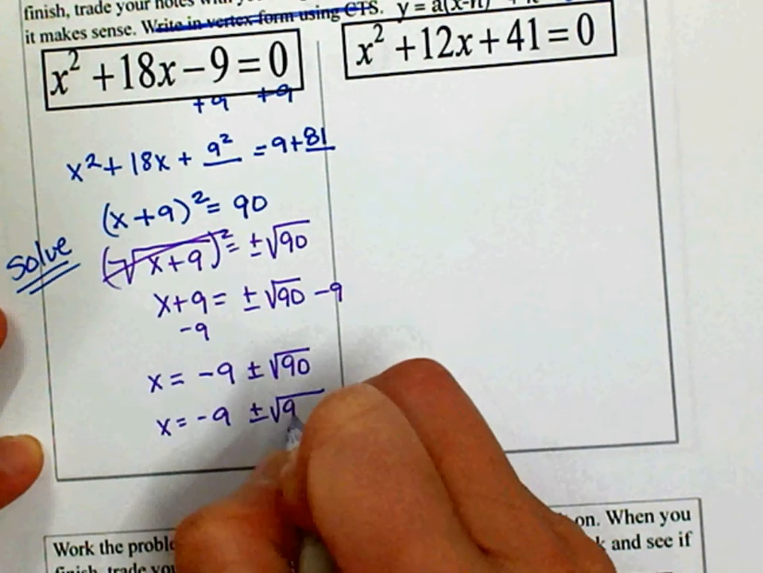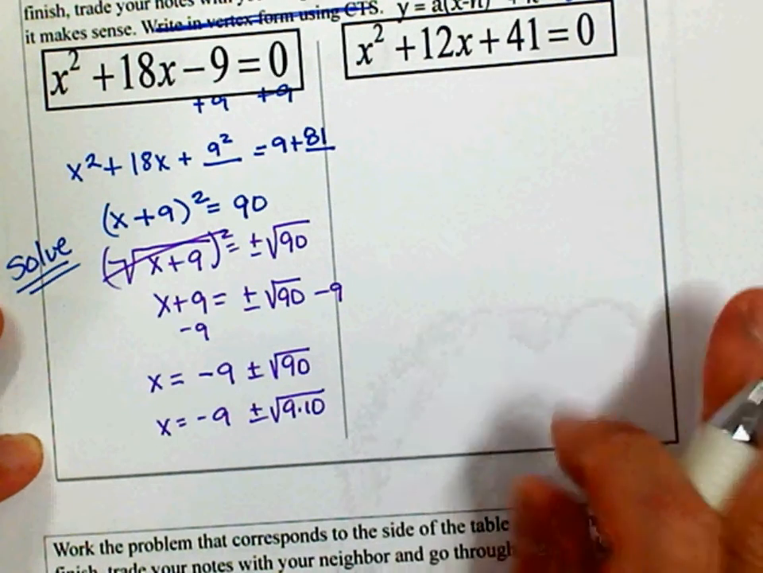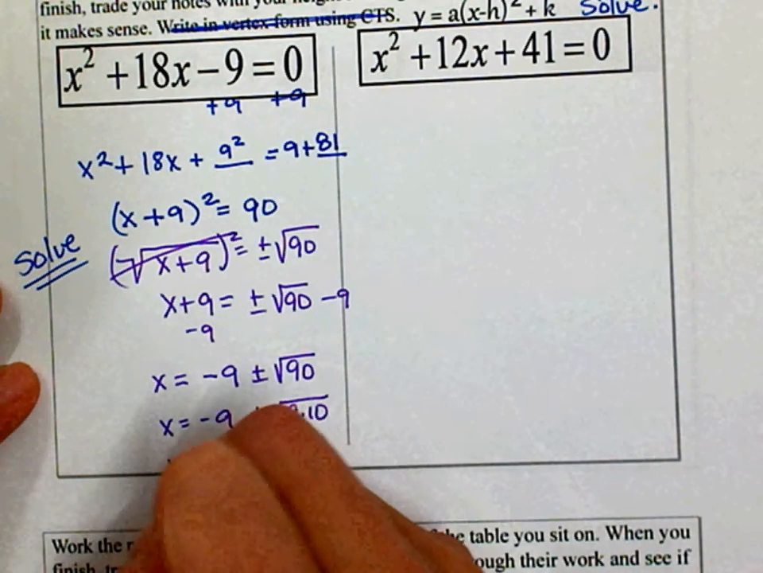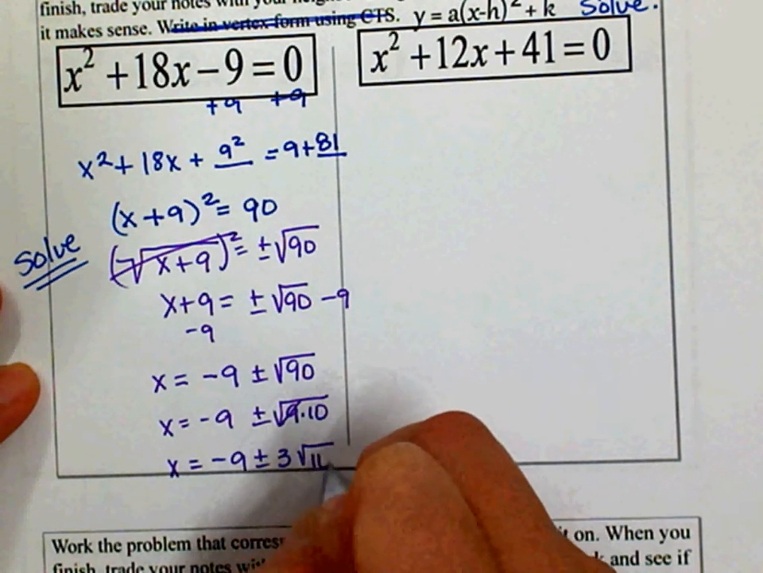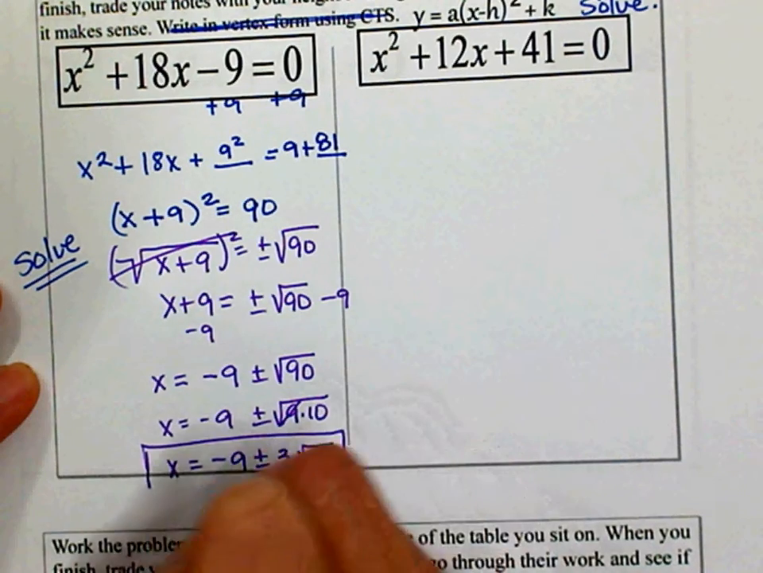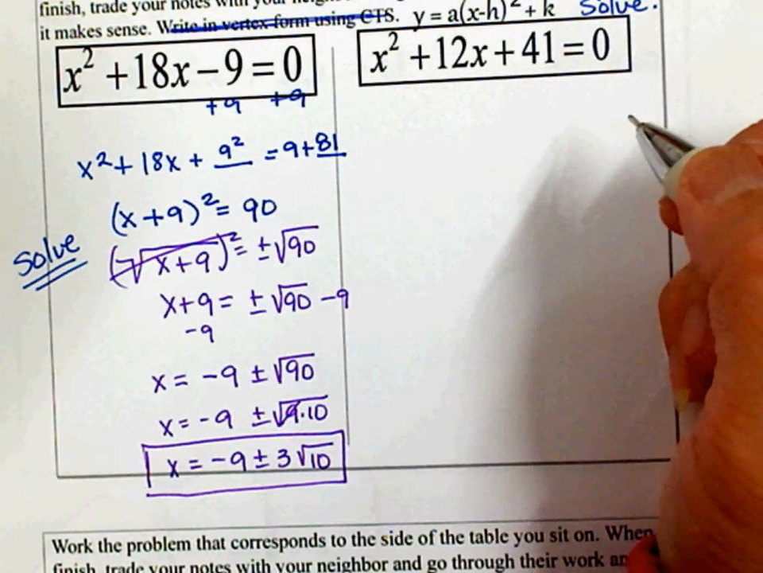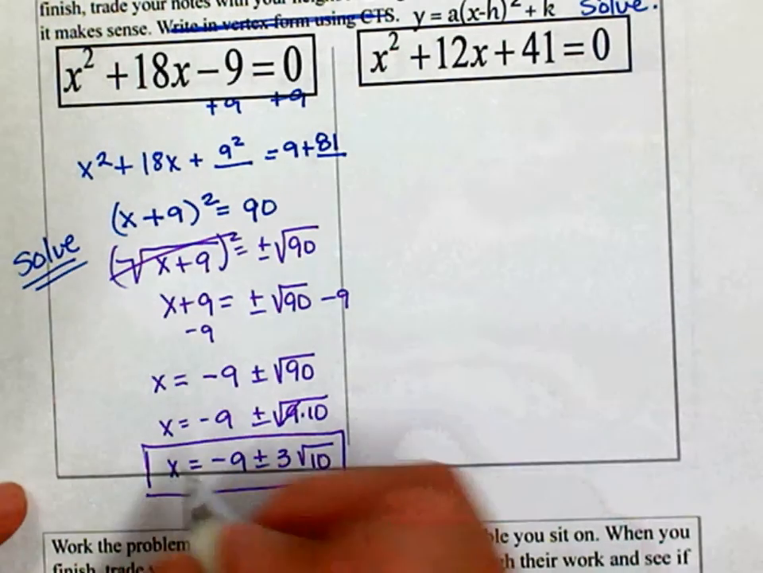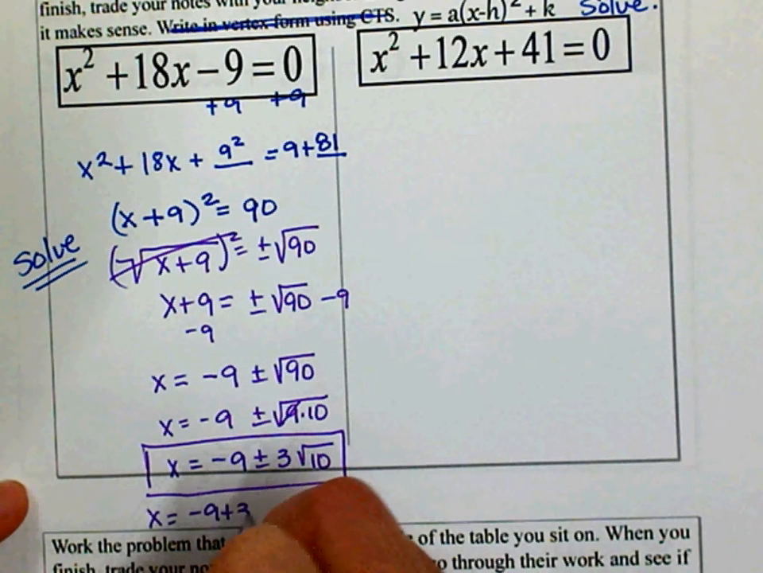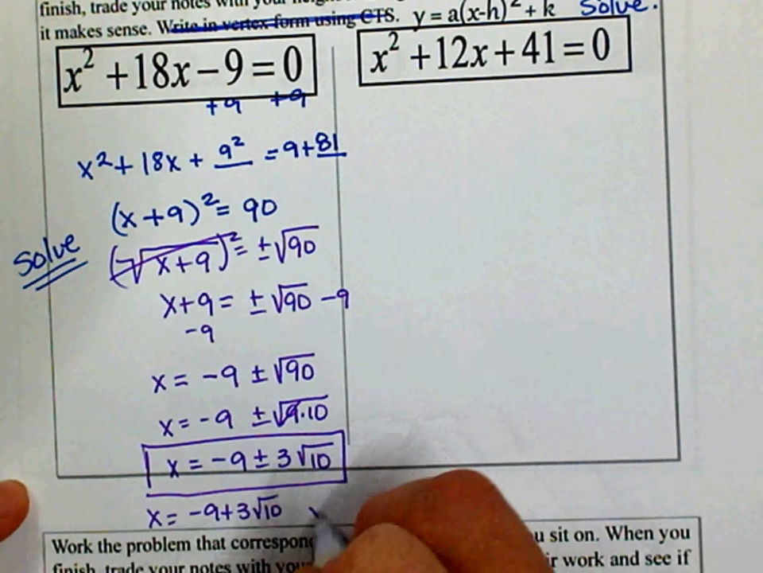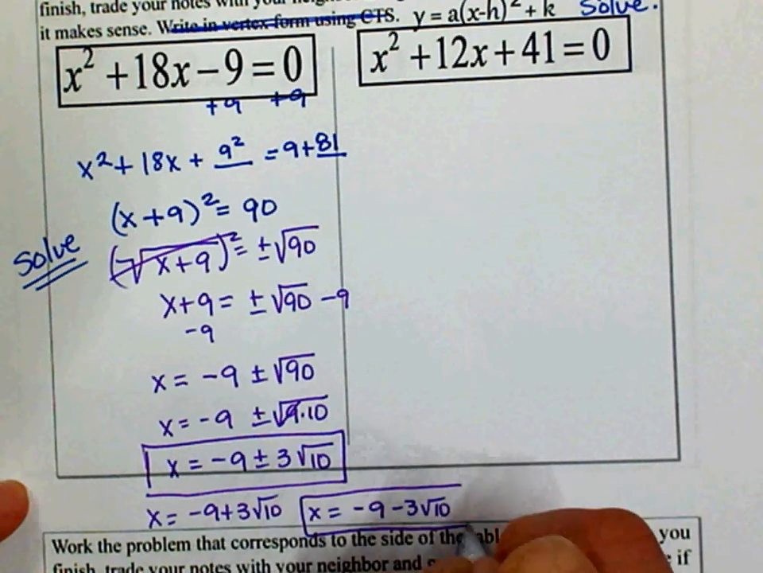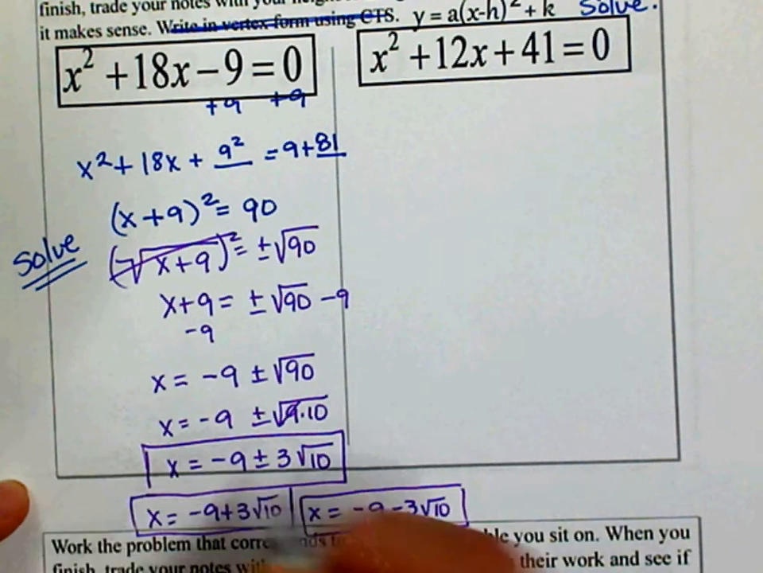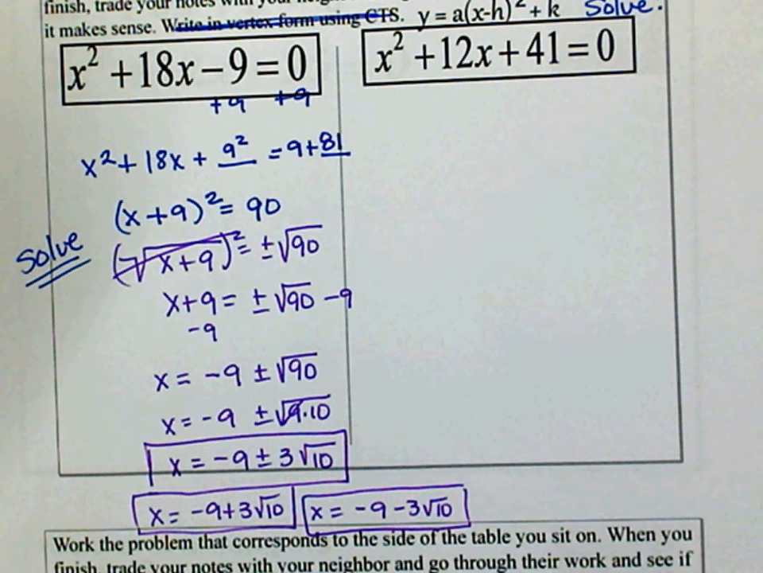Okay. 9 is a perfect square of 3. And 10 stays in the house underneath the radical. And there you have your solution. You can't simplify it anymore. Two answers. One of them is negative 9 plus 3 square root of 10, and the other one is negative 9 minus 3 square root of 10. These two are exactly the same answer as that one. Okay? All right, let's go ahead and try another one. Okay? Right here. You ready?